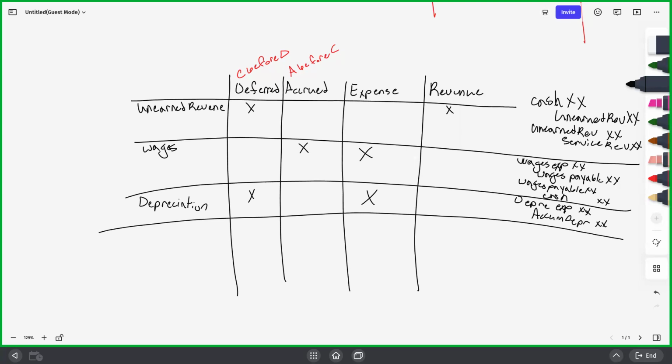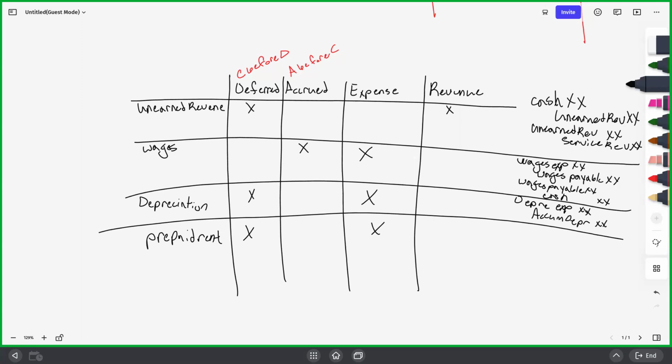What about a prepaid expense that's expiring? Prepaid rent is expiring. That's an expense. It wouldn't be accrued. Why is that? Because we already paid for it ahead of time. It's deferred, we paid for it. Prepaid, already paid for. It's hard.